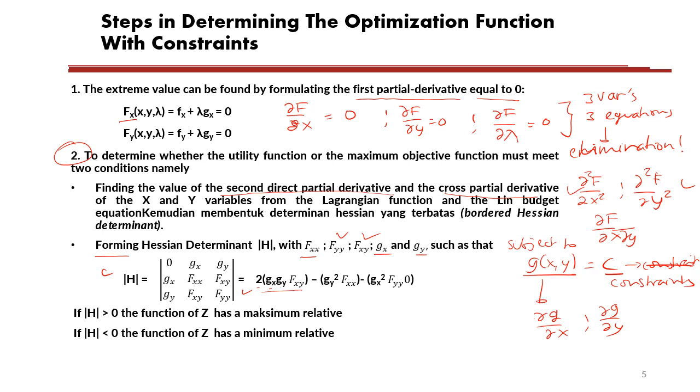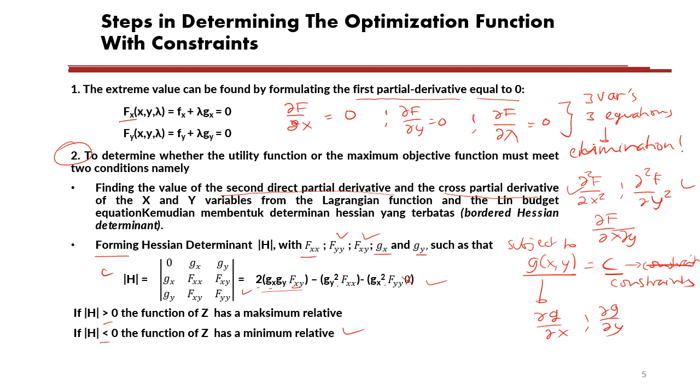This is the first derivative of g against y, and this is the cross second partial derivative, and then minus gy, dou g dou y quadrat times the second derivative with respect to x, and then this is dou g dou x quadrat, oh, there's no zero here, times the second derivative with respect to y. If the value of this is bigger than 0, or positive, we say the function has a relative maximum, and vice versa, if it is negative, the function has a relative minimum.